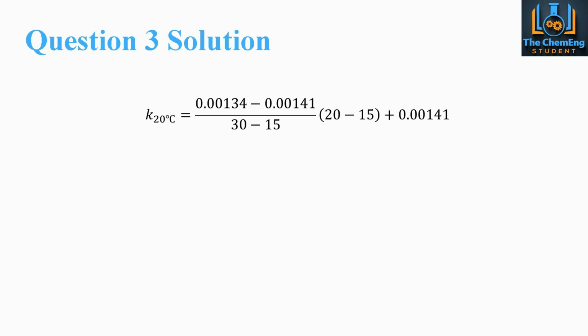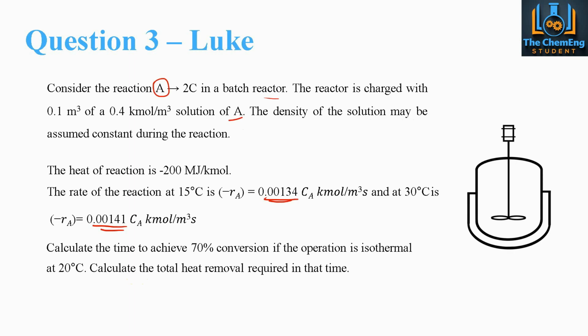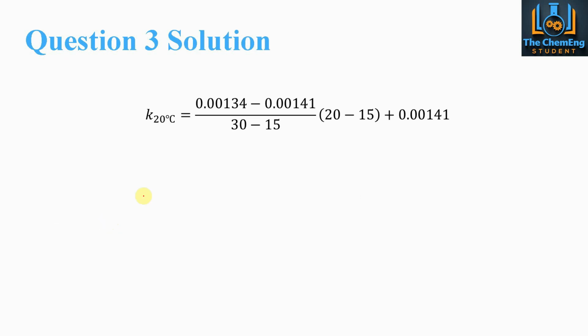But first of all, what we'll do is work out, using linear interpolation, the value of minus Ra at 20 degrees, because we have the K values for 15 degrees and 30 degrees respectively. So what we can then do is linear interpolation.